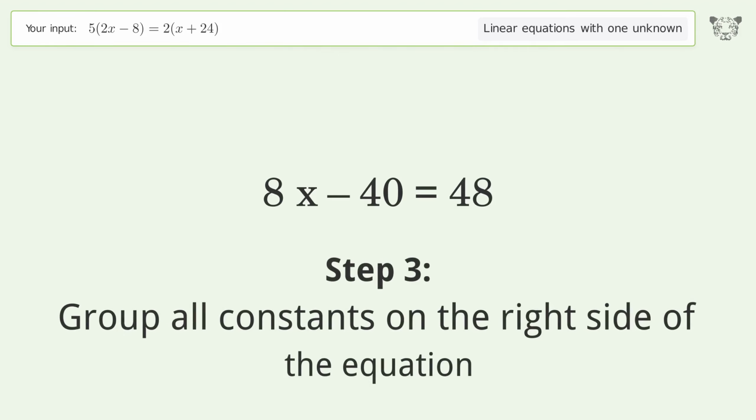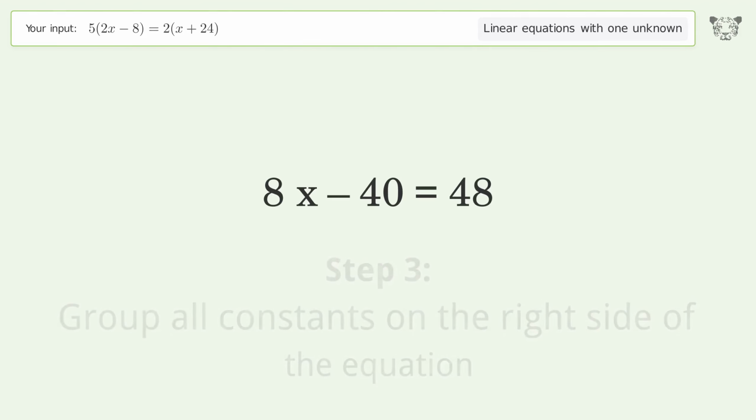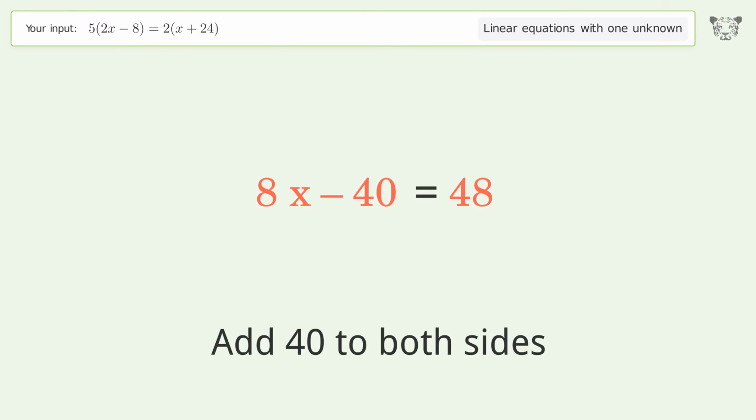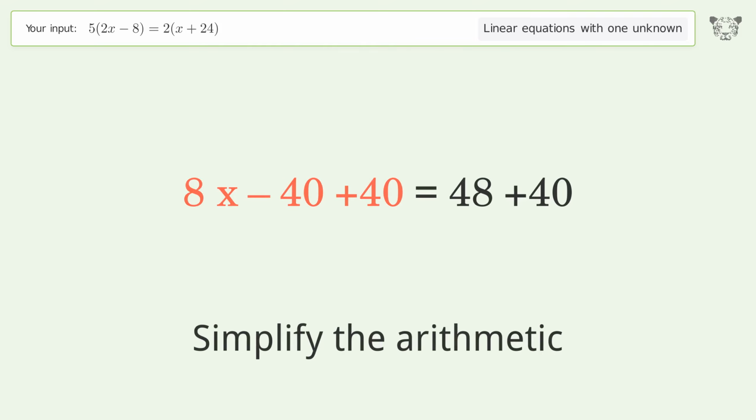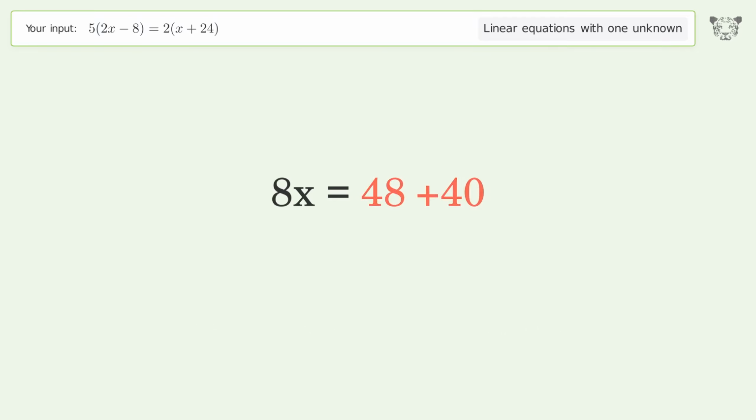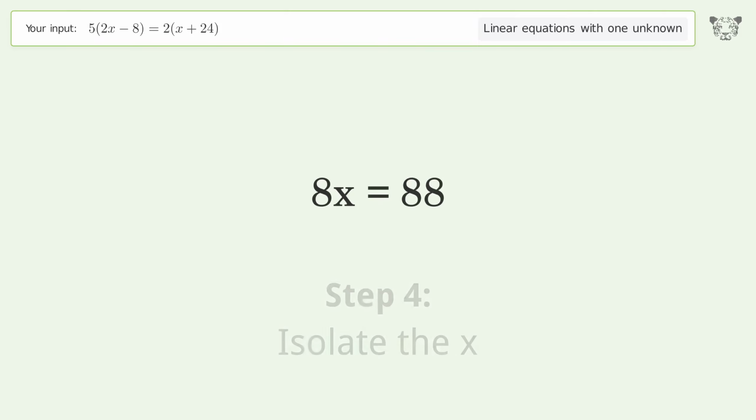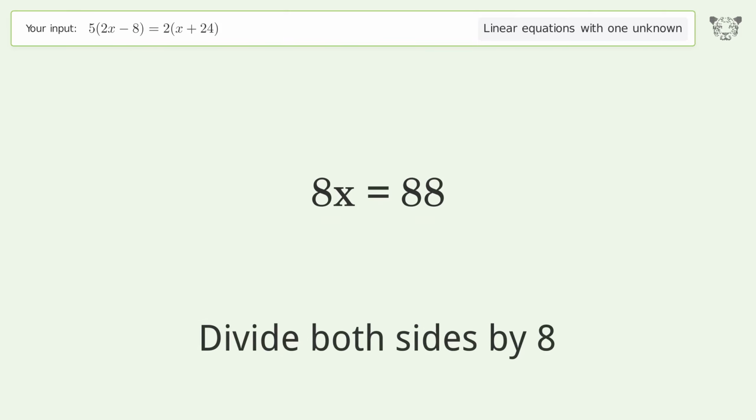Group all constants on the right side of the equation. Add 40 to both sides. Simplify the arithmetic. Isolate the x. Divide both sides by 8.